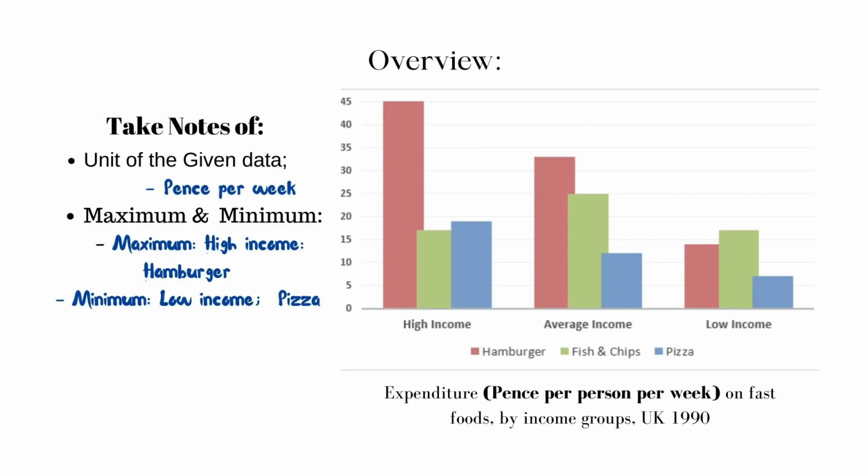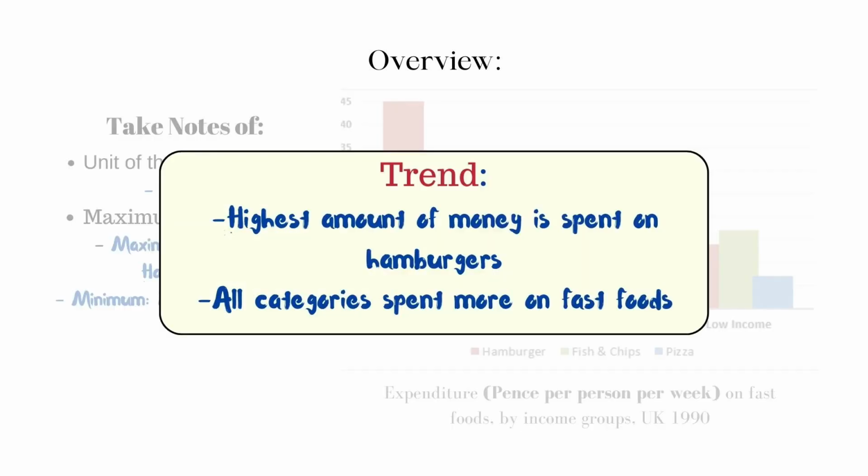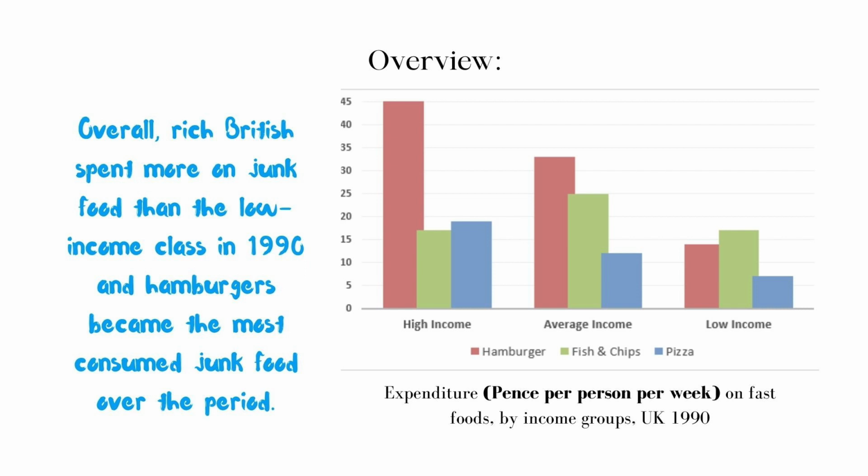The maximum and minimum for this bar chart: the maximum in this case is the expense done by high-income people to buy hamburgers. The minimum expense is spent on pizza by low-income people. And for the trend, we can note here, the highest amount of money is spent on hamburgers and all categories spend more on fast food. Putting together everything in our notes, our overview is this. Overall, rich British people spent more on junk food than the other income classes in 1990, and hamburgers became the most consumed junk food over the period.